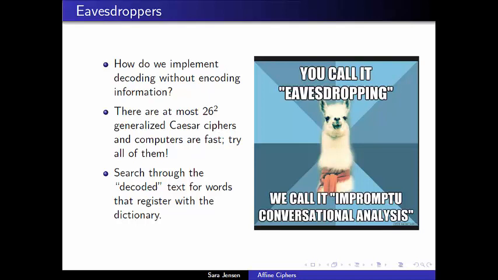Well, there aren't that many Caesar ciphers. There's at most 26 squared of them, and there aren't actually that many. 26 squared is a perfectly fine number of computations for a computer to do. So what we're going to do is search through all of the possible encodings we could have had for a Caesar cipher. We'll try the decoding algorithm on the text we're given, and we'll just search through the words once we've decoded them and see if they are actual words that occur in a dictionary. And if a good percentage of them are, then there's a high probability that we've cracked that code, and that's the method we're going to employ.